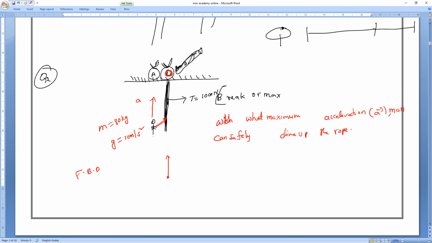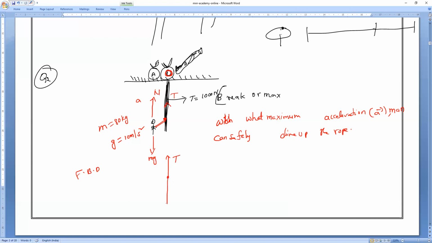So one force, this is the man. One force is acting downwards, mg. An upward force is acting. What is that force? That is not actually the normal force. What is that called? He is climbing up, so what is that actually? It is tension. Am I right or wrong? Yes, it is the tension in the string.